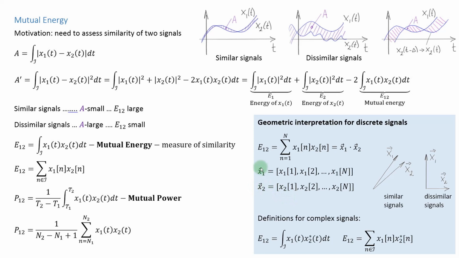And when I have these two vectors, note that I can actually write this sum as a dot product of these two vectors.